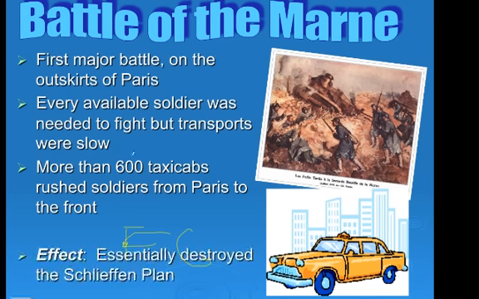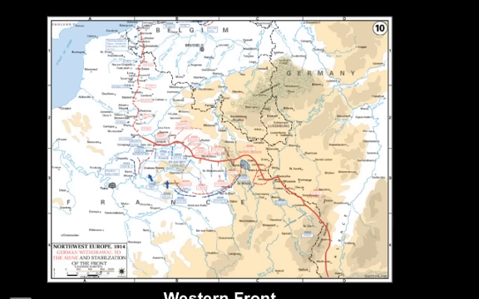Alright, and the effect of the Battle of the Marne, it essentially destroyed the Schlieffen Plan. And if the von Schlieffen Plan doesn't work, it means we're going to have this long and bloody war. So you're going to hear two areas of the war. The Western Front we just talked about, that's primarily Germany versus France.